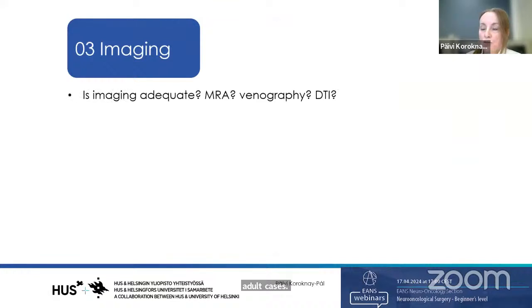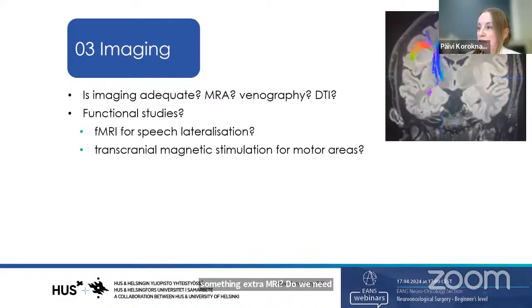And imaging, do we have enough images? Do we need something extra, MRI? Do we need tractography? Does the tumor locate in eloquent areas? Do we need functional studies? We use functional MRI only for speech lateralization, but I know some places use it for mapping. That is also really relevant question, and we use transcranial magnetic stimulation for motor area mappings. You should bear in mind that these might postpone the operation 2 or 3 weeks to get these and the results.